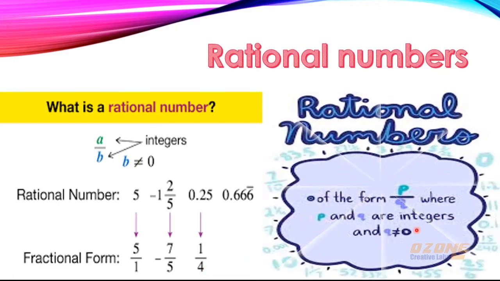Now we can define a rational number as a number which can be written in the form of p by q, where p and q are integers and q is not equal to 0. That is, the denominator should not be 0. Either we can take it as p by q or a by b, both are the same. Any two numbers, we have taken as two unknown values, that is all.